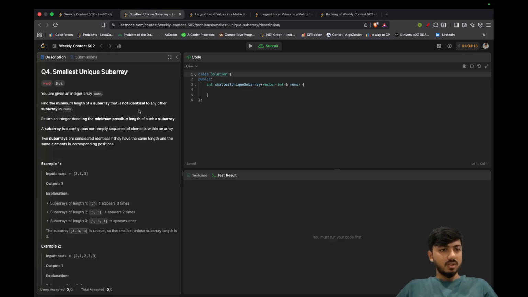Let me read this question. Smallest unique subarray. You're given an integer array nums. Find the minimum length of a subarray that is not identical to any other subarray in nums. Return an integer denoting the minimum possible length of such a subarray. A subarray is a continuous part. Two subarrays are considered identical if they have the same length and the same elements.